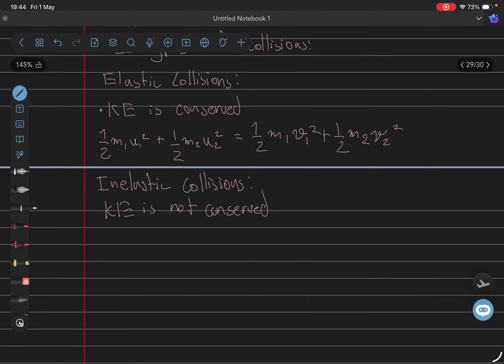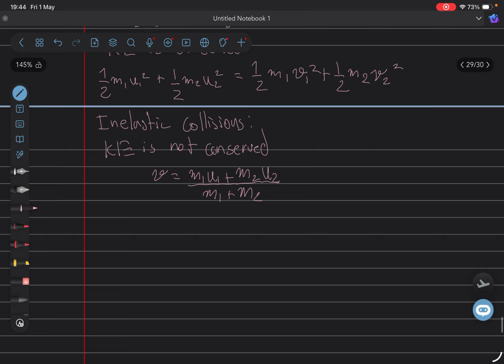In that case, it can be calculated as v equals m1 u1 plus m2 u2 over m1 plus m2. As you can see, this is similar to the velocity of the center of mass formula. So those are the two main types of collisions: elastic and inelastic. Mostly in problems you will work with elastic collisions because they are easier.